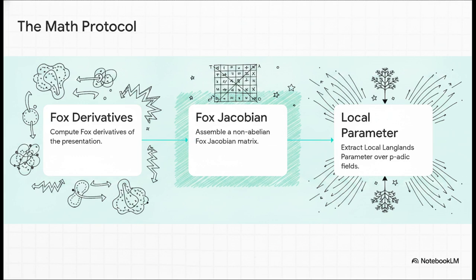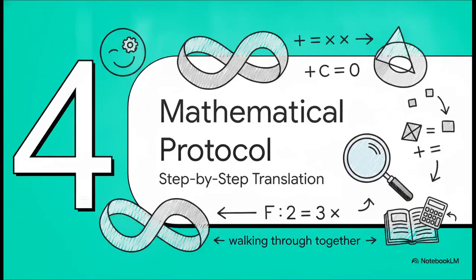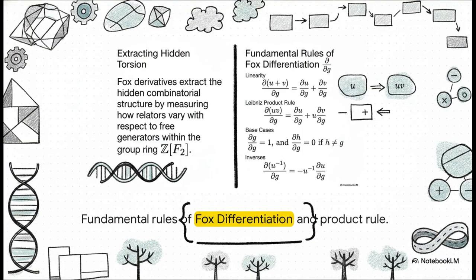And third, we'll extract the local Langlands parameter by evaluating that matrix over p-adic fields. Keep these 3 steps anchored in your mind. Part 4. The step-by-step mathematical protocol. All right, consider this your friendly warning. We are definitely getting into the heavy equations now, but I'll guide you through it.